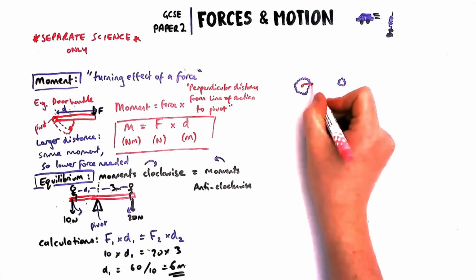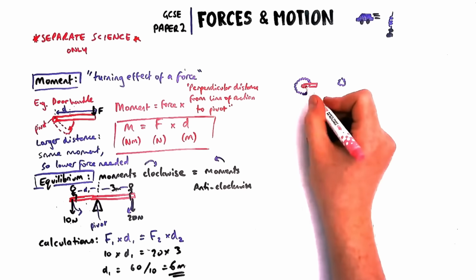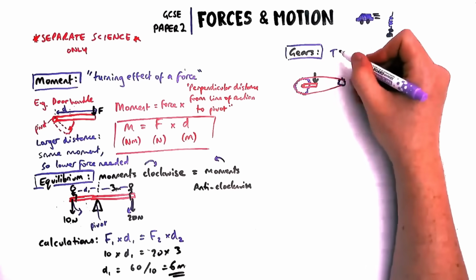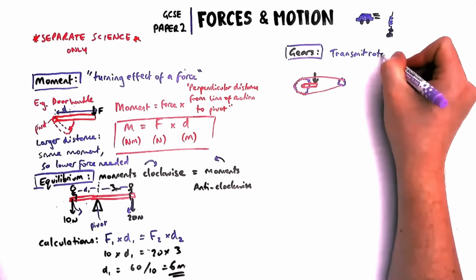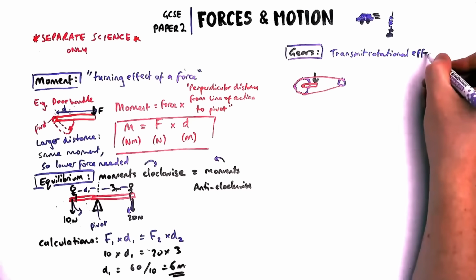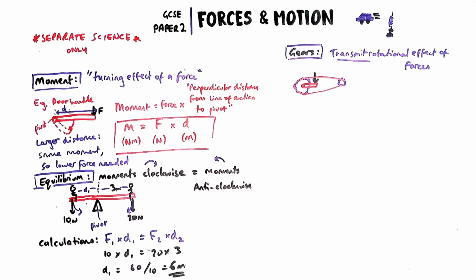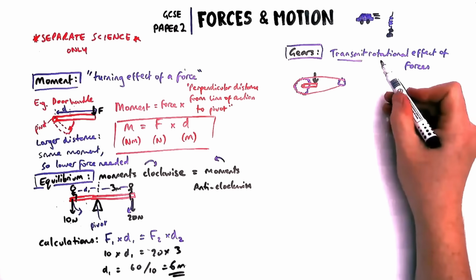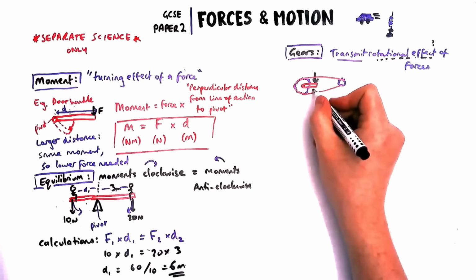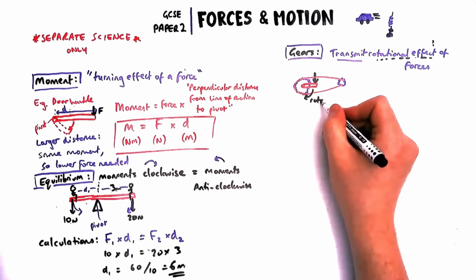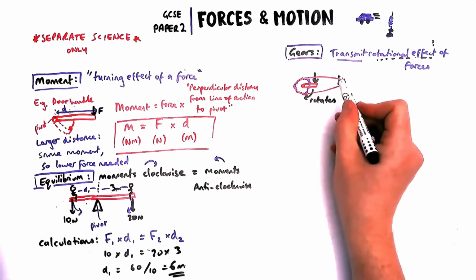Something else you need to know about if you're doing separate science is what gears are. The main purpose of gears is to transmit rotational effect of forces. Transmit means to pass on, and rotational means things that are turning. So in this example of a bike chain, the bike chain is responsible for transmitting the force from the pedal, the person pushing down on the pedal, to the gear on the other side, which also rotates.